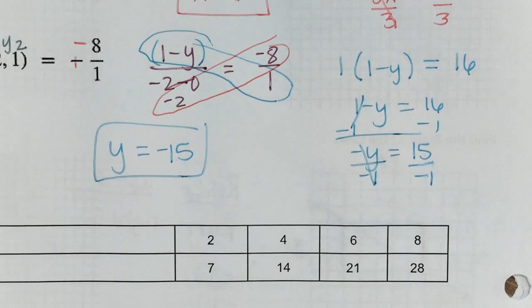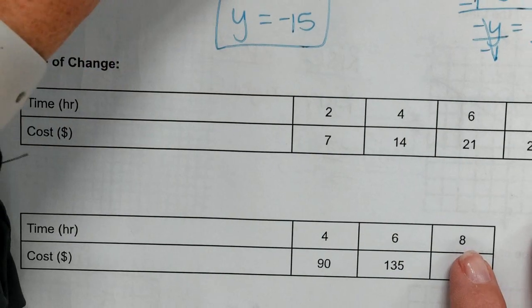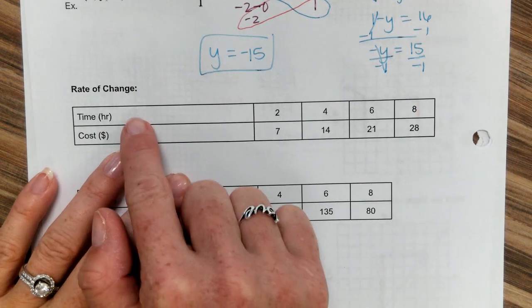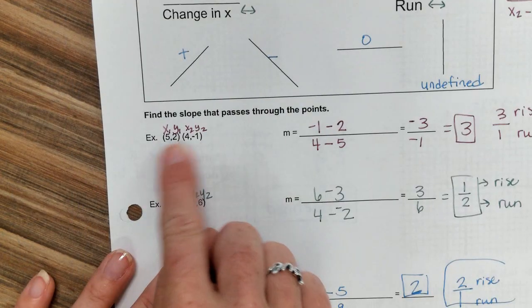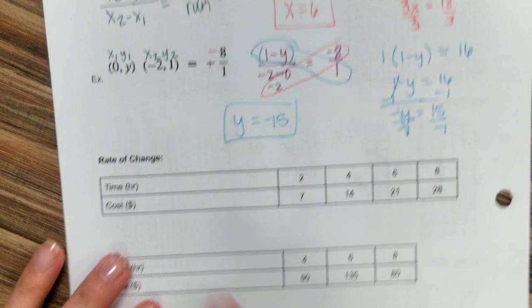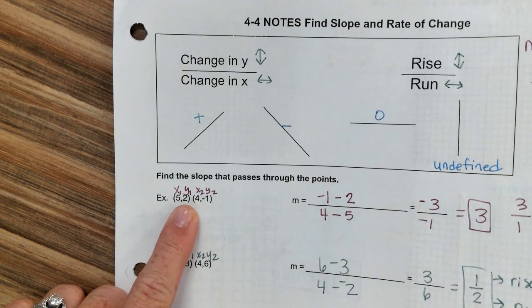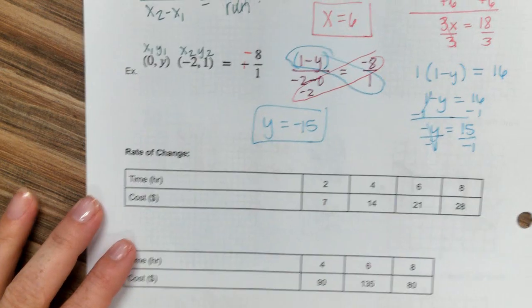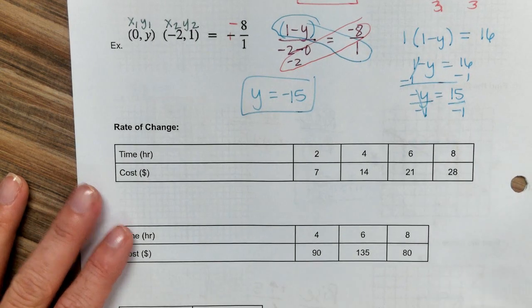All right, the next 3, we're only going to do 2 of them. It's the exact same thing I taught you. What's different about this compared to these? This is called a table. These are called coordinates. Isn't a table just a bunch of coordinates? So you're going to do it the same way.